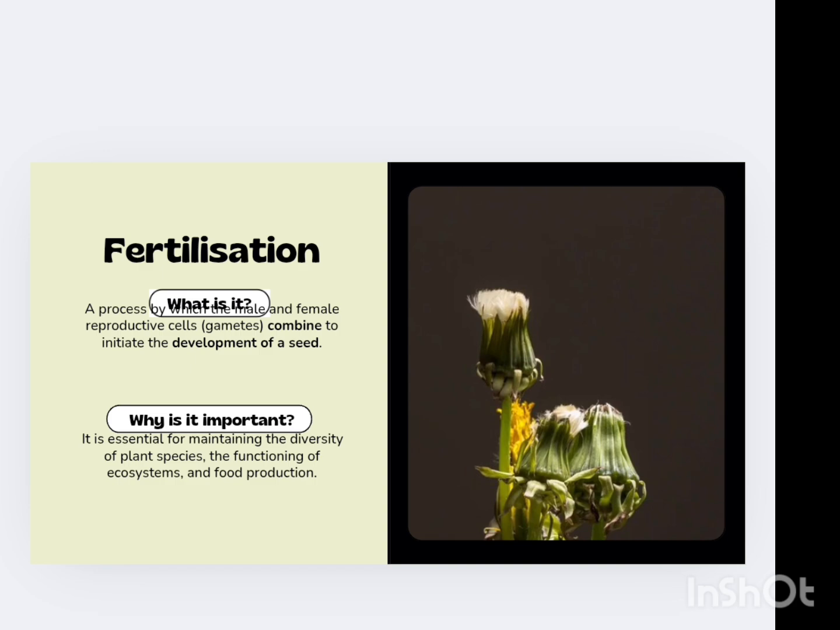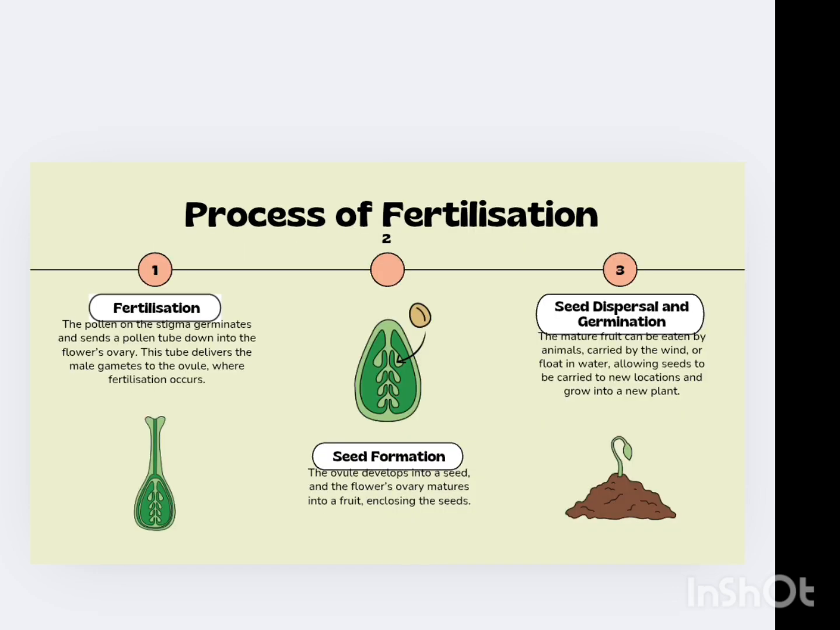Fertilization. Fertilization is a process where the male and female reproductive cells or gametes combine to initiate the development of the seed. Why is it important? It is essential for maintaining the diversity of plant species, the functioning of ecosystems, and food production. Here is a recap of the process: first is fertilization, then seed formation, and seed dispersal and germination.